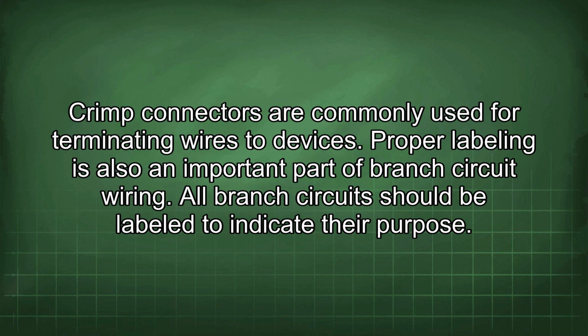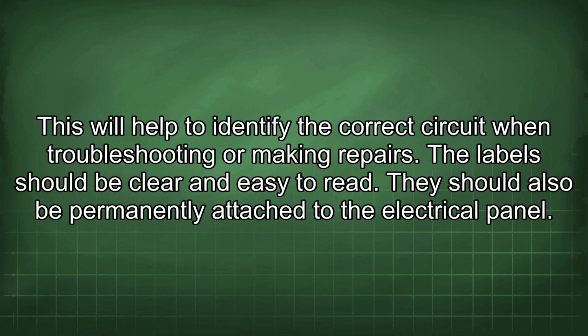Proper labeling is also an important part of branch circuit wiring. All branch circuits should be labeled to indicate their purpose. This will help to identify the correct circuit when troubleshooting or making repairs. The label should be clear and easy to read. They should also be permanently attached to the electrical panel.